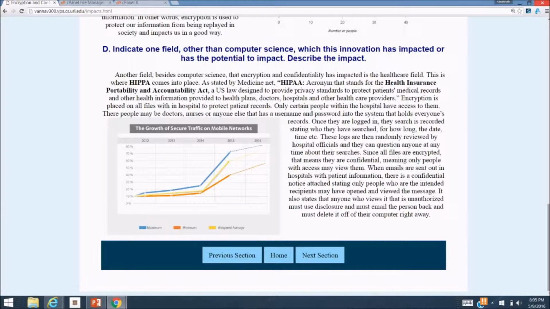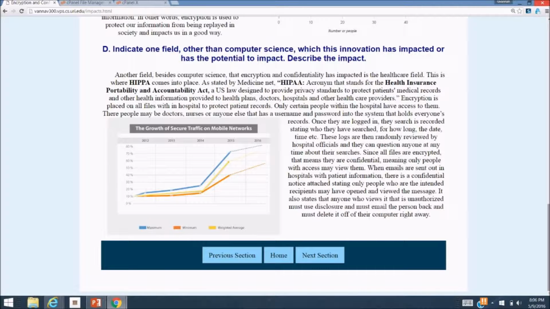As for the graph in the lower left-hand corner, it shows the growth of secure traffic on mobile networks. In other words, it shows how encryption and confidentiality has increased tremendously since 2014. I chose to show this graph because it is an ideal example of why and how we use this innovation. Cell phones are getting bigger and bigger by the day, and we can pretty much do anything on them, from phone calls to paying our bills online.